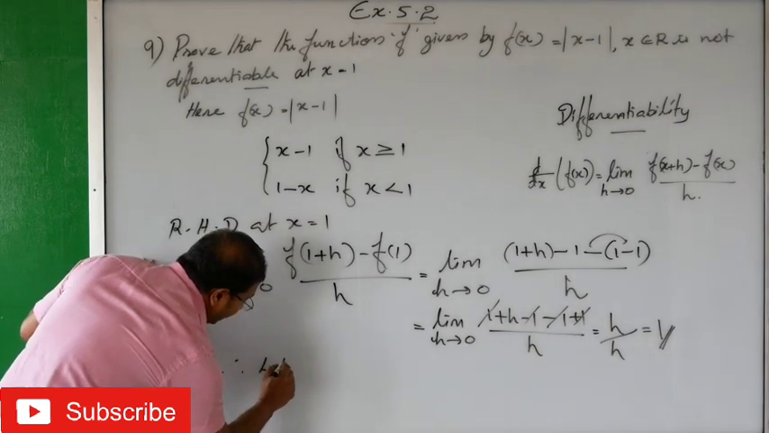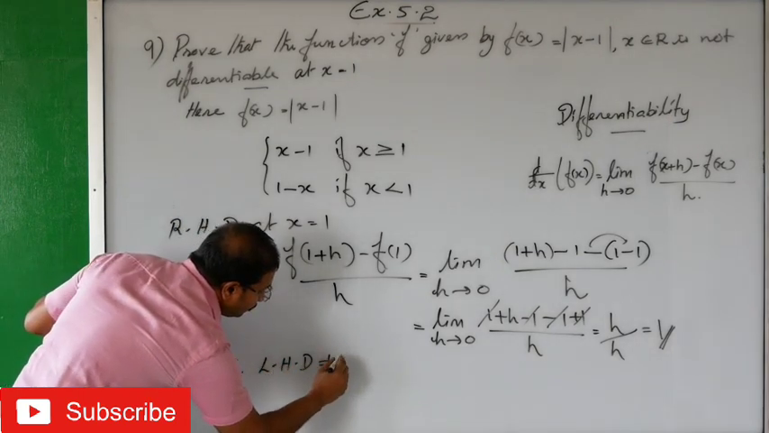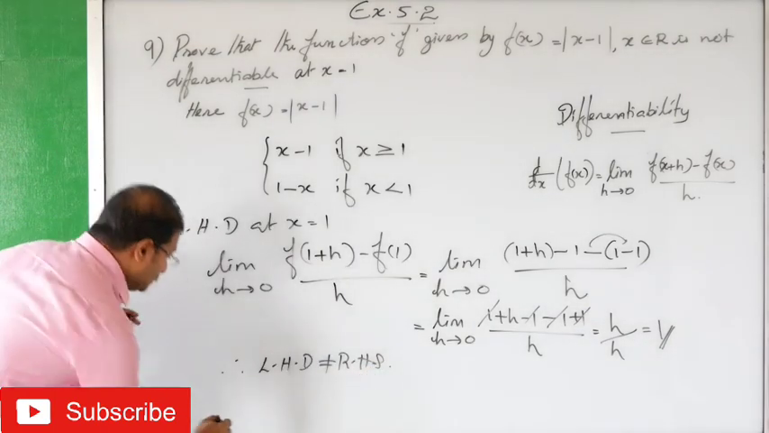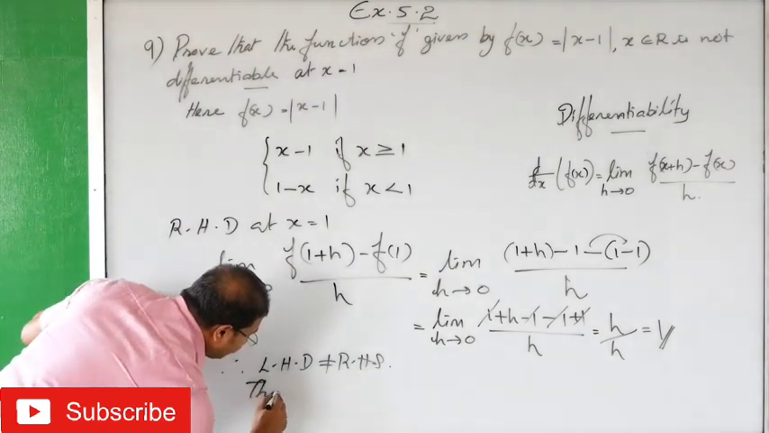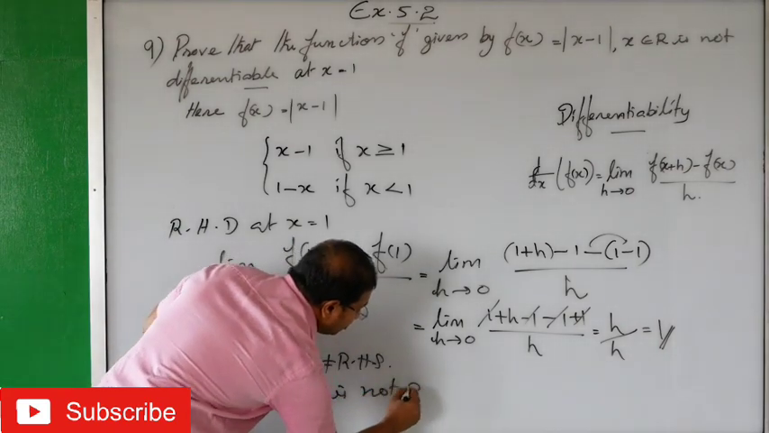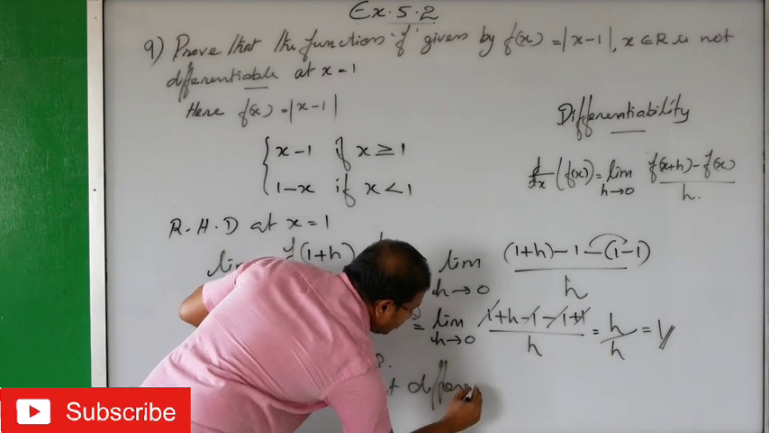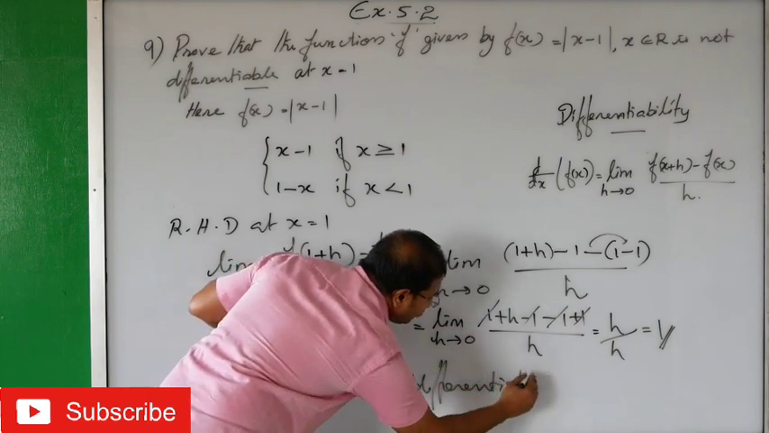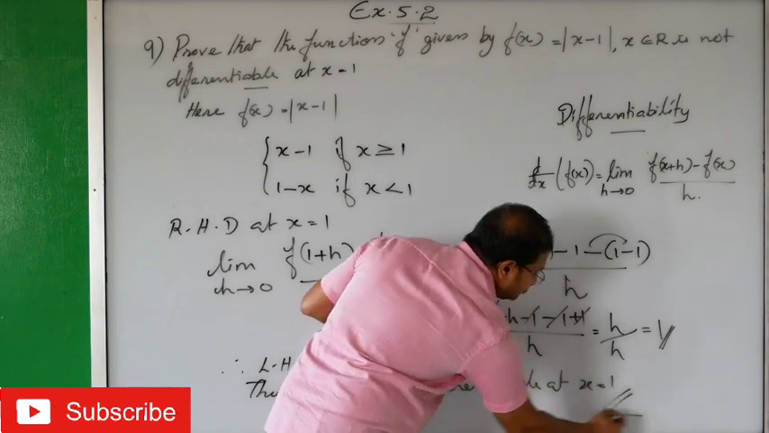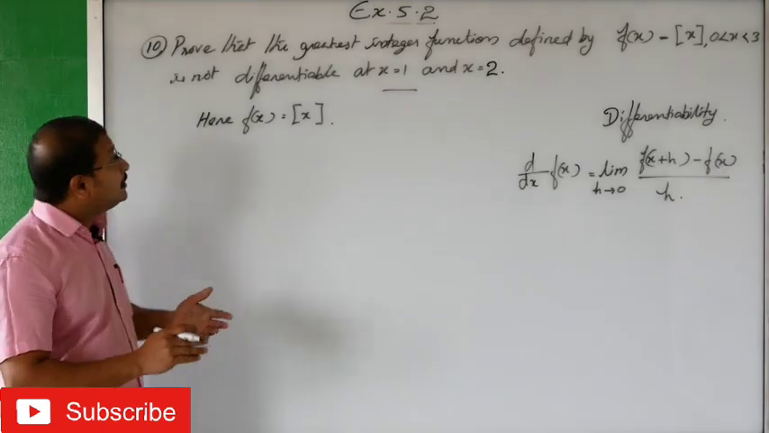Therefore, LHD is not equal to RHD. Thus, f of x is not differentiable at x equals 1. Let's see the next question.